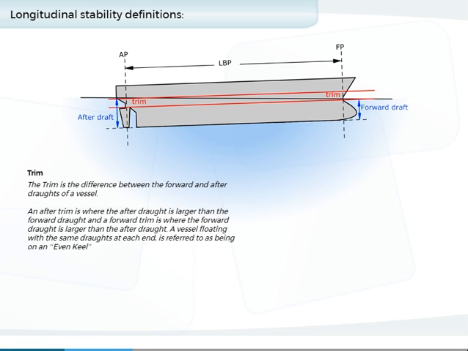Trim may be changed by the following methods. Moving a weight already on board in a forward or aft direction. By adding or discharging weights at different positions longitudinally. Possibly by change of density of the water in which the vessel floats. The change of trim is the difference between the original trim and the final trim.